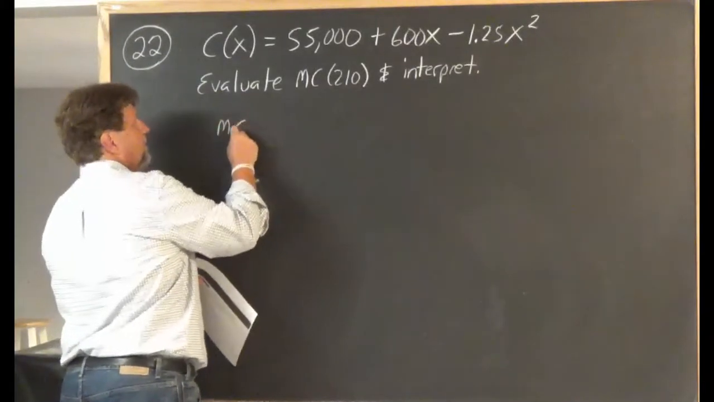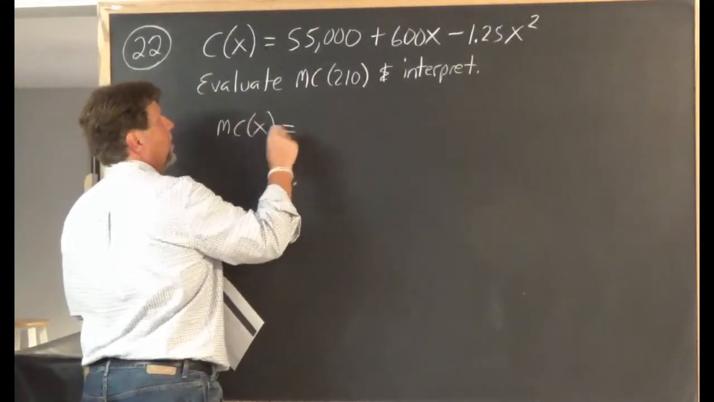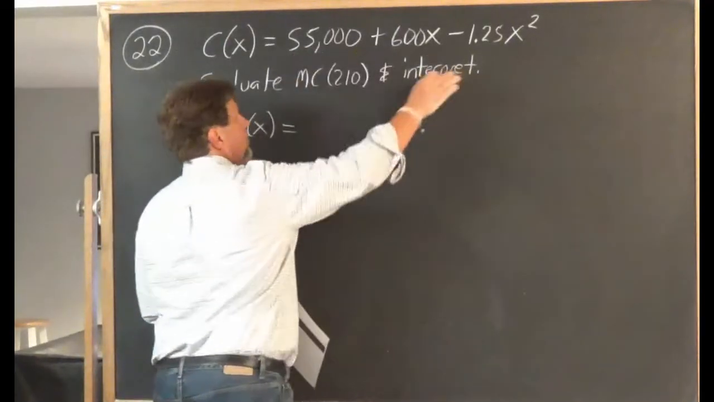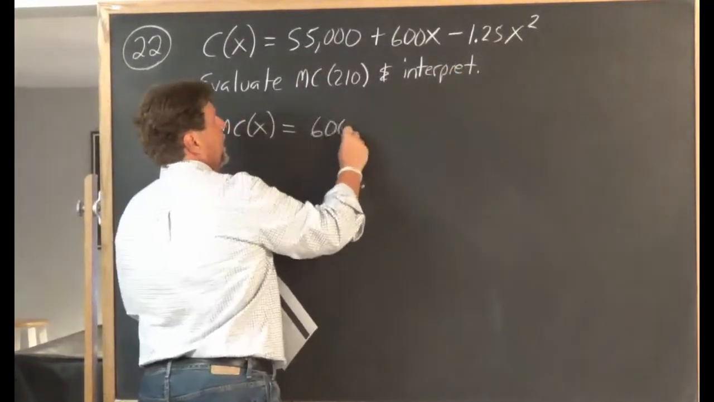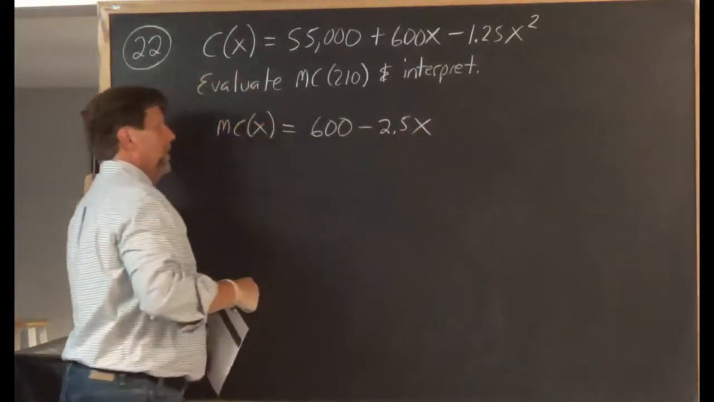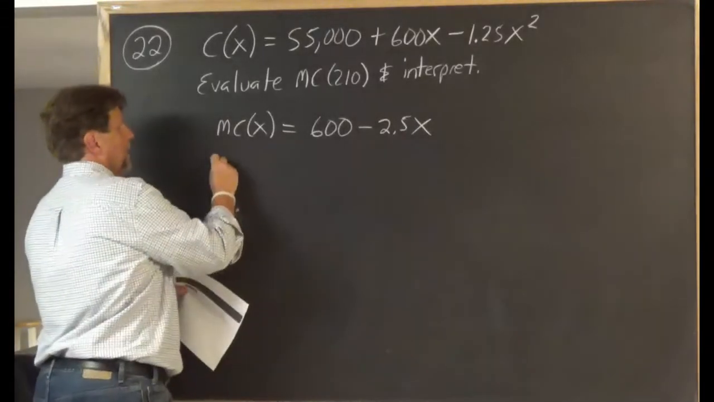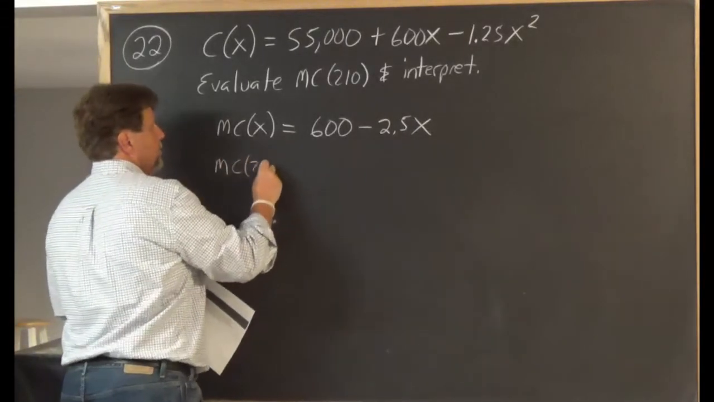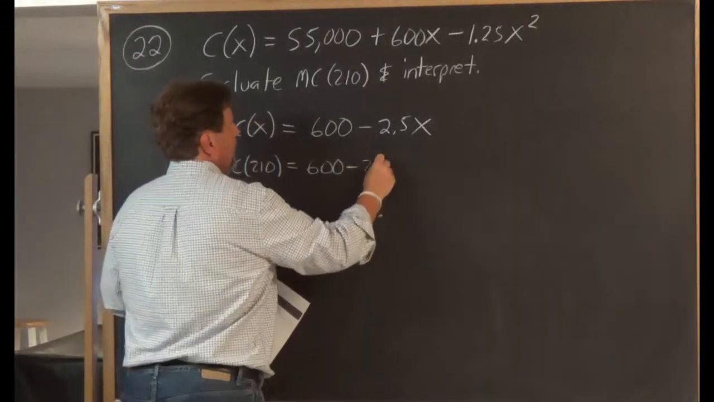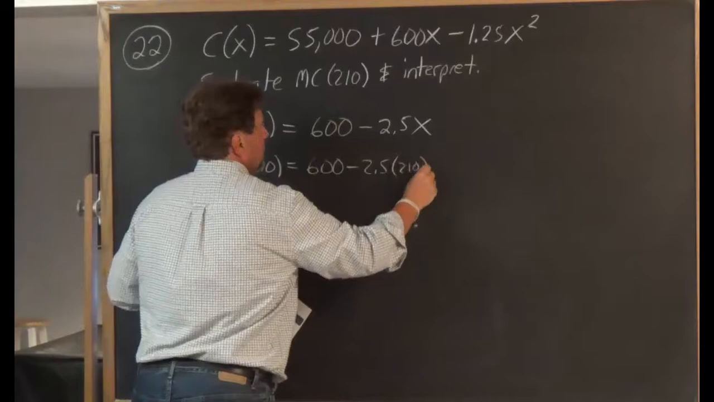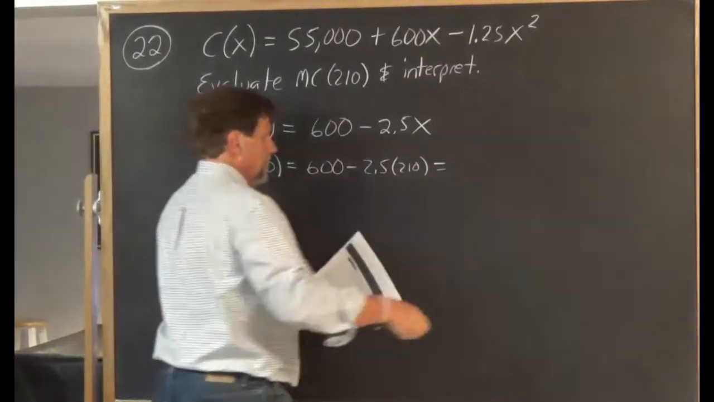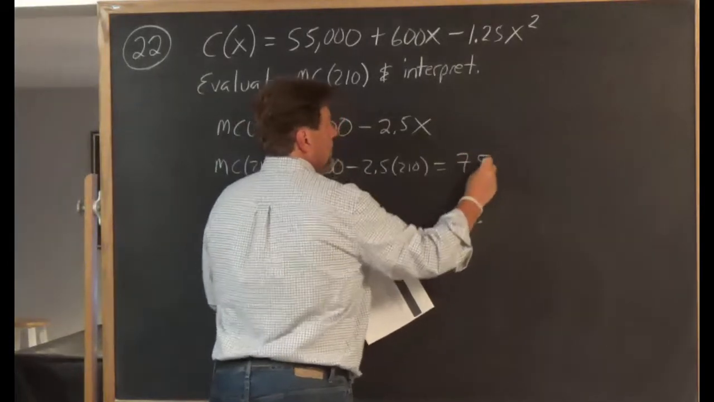So the marginal cost function, remember, marginal cost is just the derivative of the cost function. So when I differentiate the cost function, I get 600 minus 2.5x. So MC of 210, well, I put 210 in for the x, and when I do that on my calculator, I end up getting a friendly number, 75.